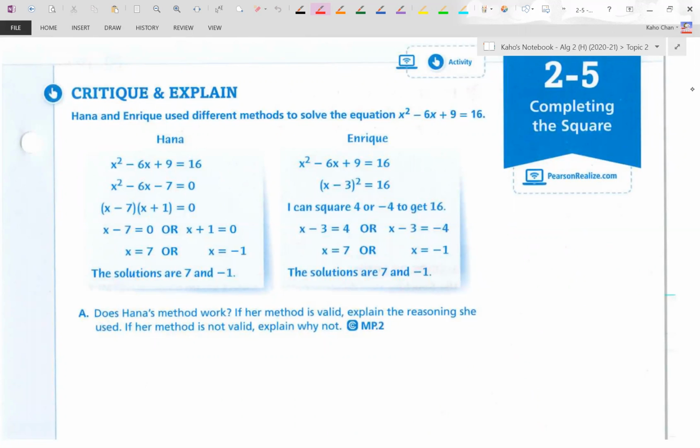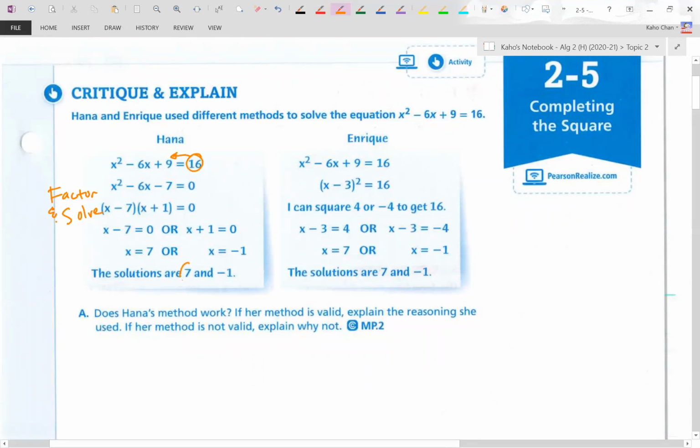Hannah looks like she starts with moving the 16 to the other side by subtracting 16. She has a quadratic, x squared minus 6x minus 7 equals 0, and she went ahead and factored it. That's her technique. Factor, and she decided to go ahead and solve. And when she did that, she got two answers, 7 or -1 for x. Great.